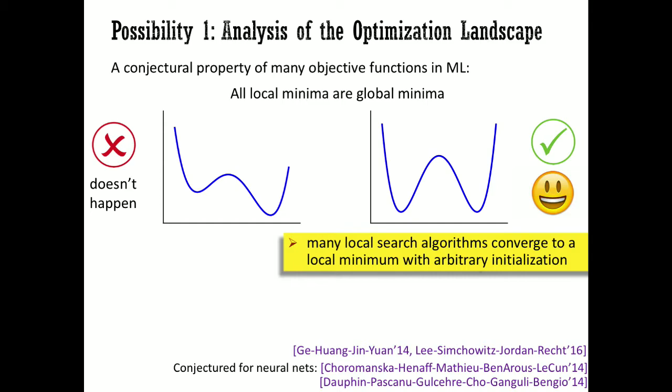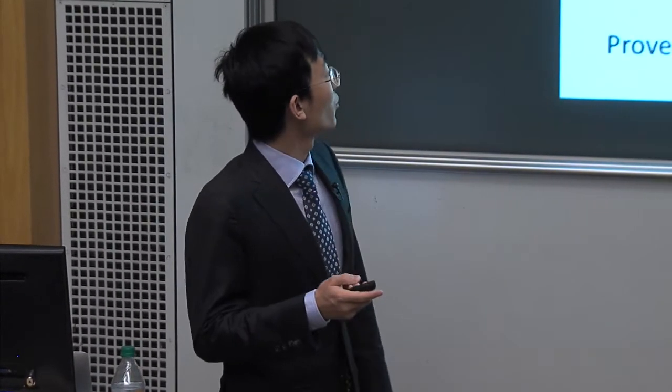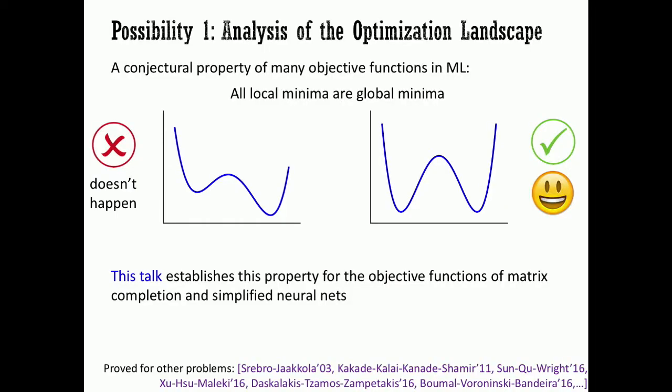So you may wonder how often this can happen in machine learning settings or in general. And in this talk, we are going to establish this geometrical property for the objective functions of matrix completion and some simplified versions of neural nets.